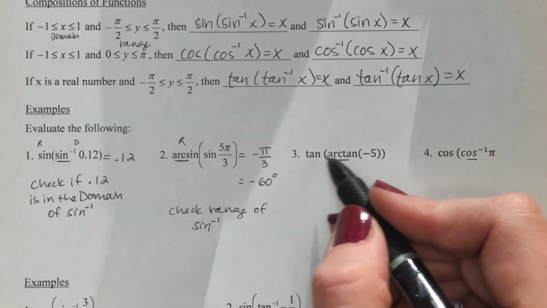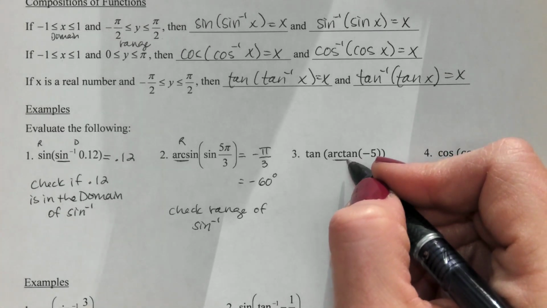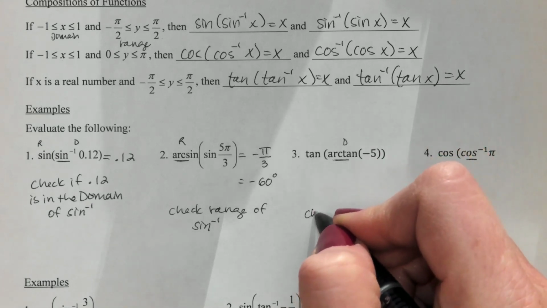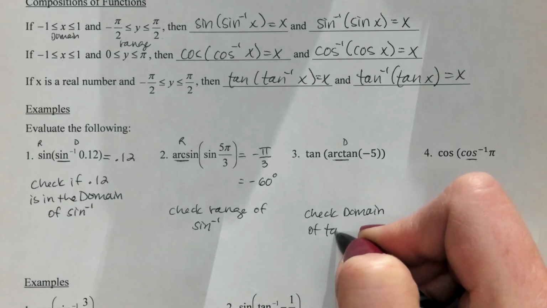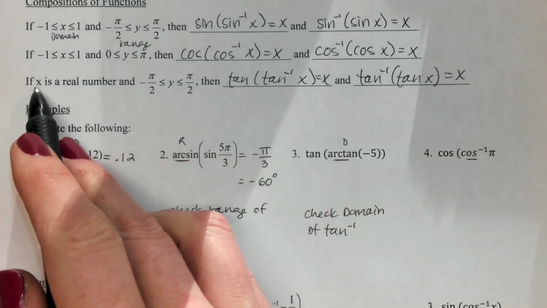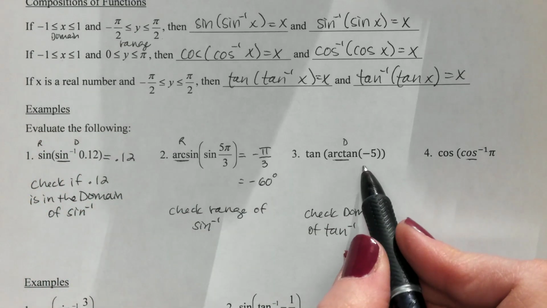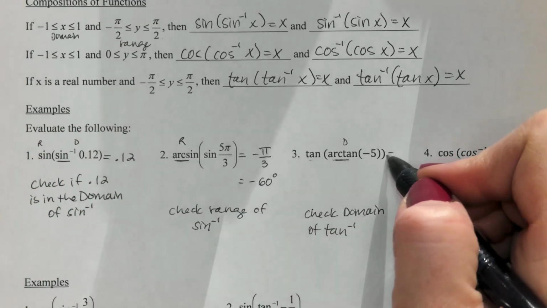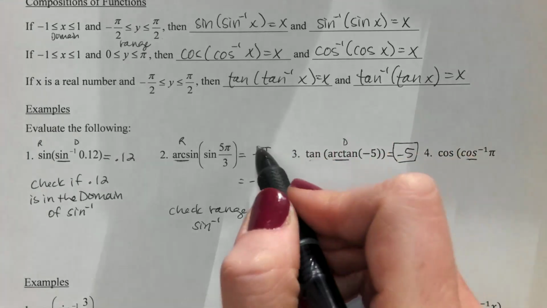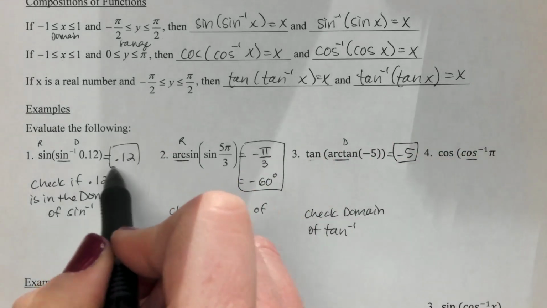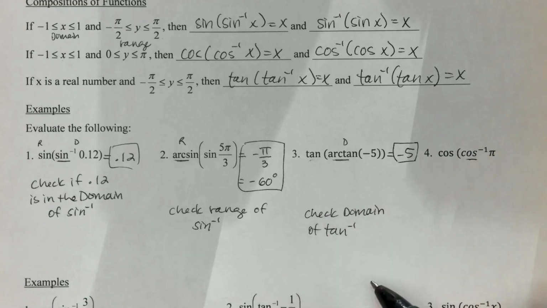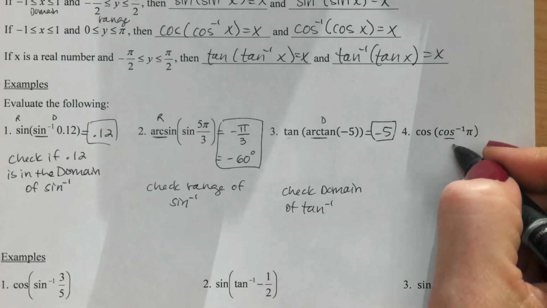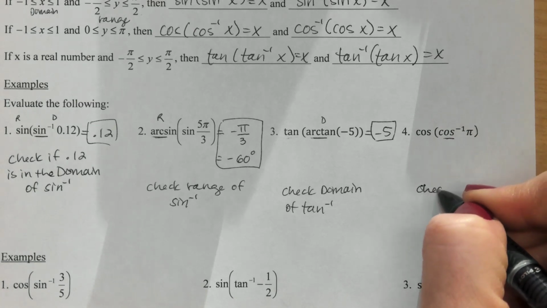Next up is a tangent one. So I have tangent, and the arc tangent is on the inside. So that's a domain. So we're going to check the domain of tangent inverse. And the domain of tangent inverse just says that x has to be a real number. Well, -5 is a real number, so they cancel out. The answer is -5. Everything was good, so I could just let the inverse and the regular function cancel each other and be left with the -5. Last one's missing a parenthesis. I have a cosine inverse on the inside, which means we are checking domain.